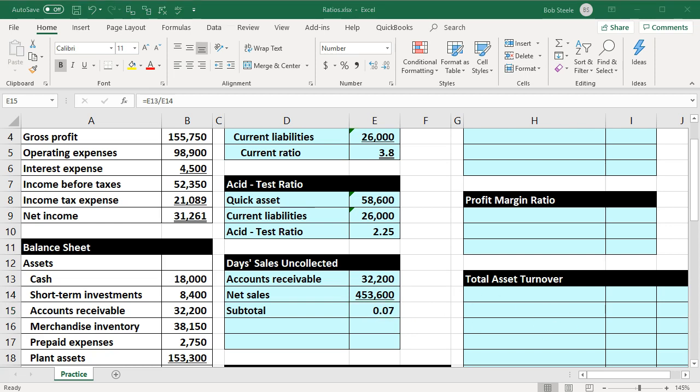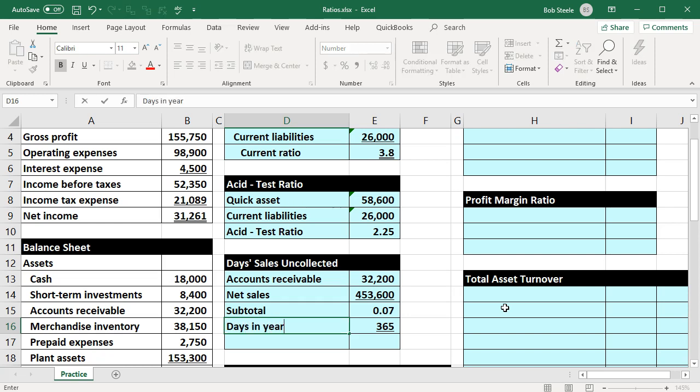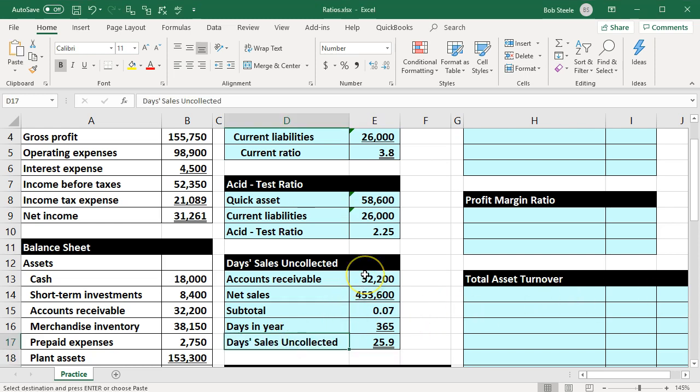And then we're going to multiply that times the number of days in the year, 365. It might be better just to say days in year. And so that's going to give us the 0.07 times 365. And then that's going to be the days sales uncollected. So notice this is an average type of calculation. It gives us some information. It's not a perfect days sales calculation format, but it gives us a type of ratio comparing the accounts receivable to the net sales and then breaking that out on a daily basis, multiplying it by the 365. We got the 25.9 for the days sales being uncollected.